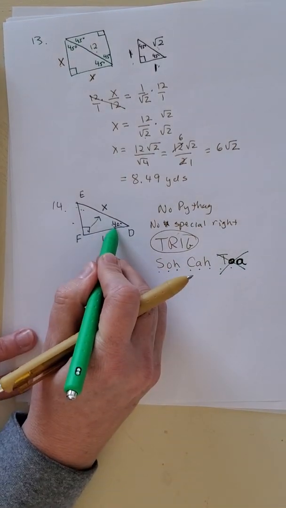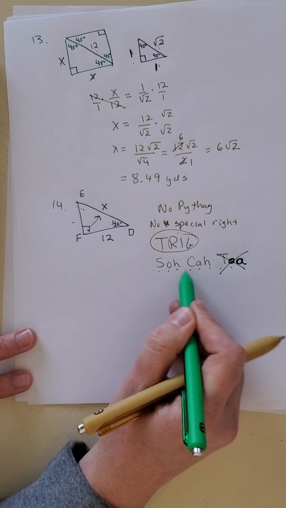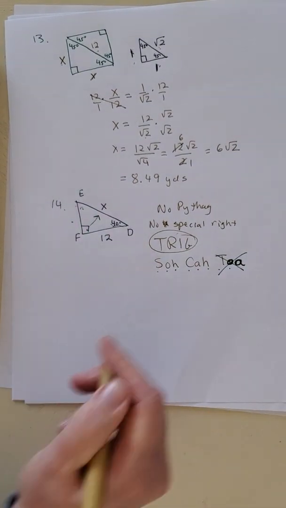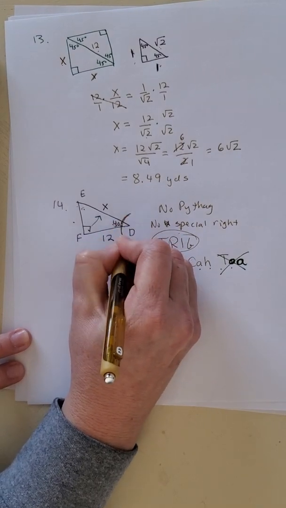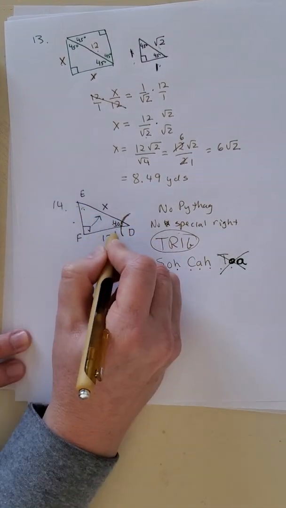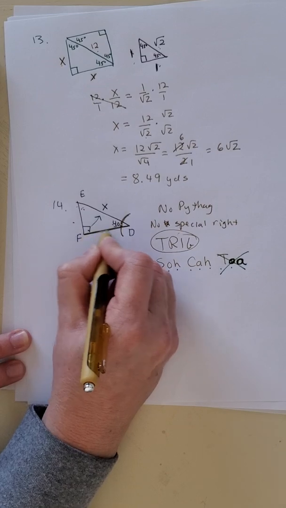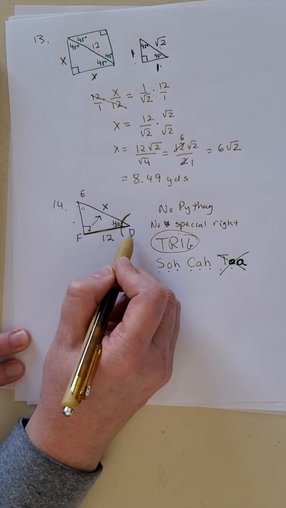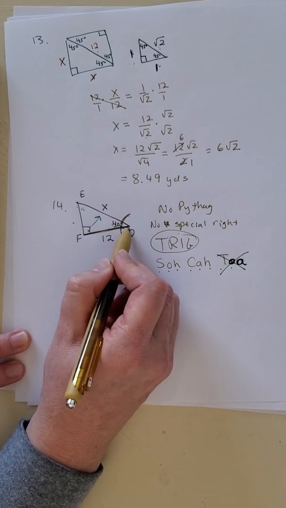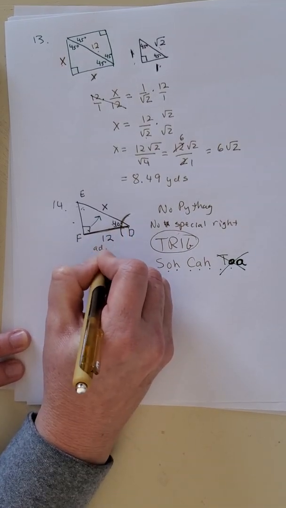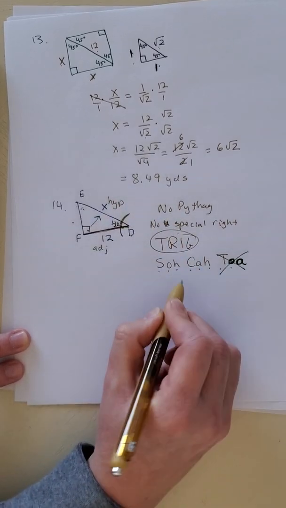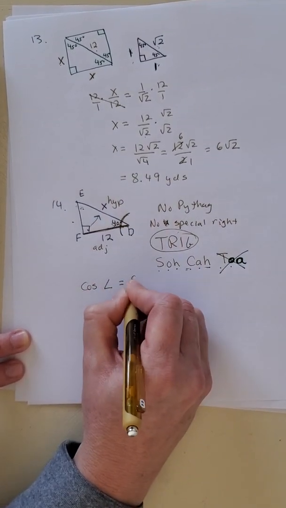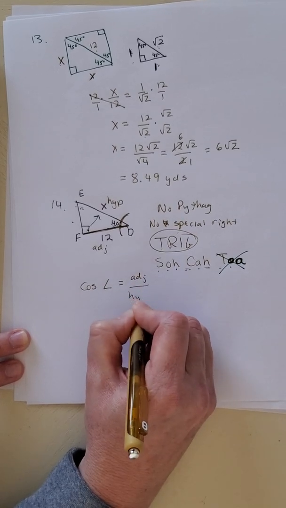If I use the 40-degree angle, I would want to pick one of them. If I use this 50-degree angle, I'd want to pick the other one. And the way you can tell is if I'm standing here at this angle, I know I have the hypotenuse and I have to decide if this is my adjacent or if this is my opposite. So adjacent means touching angle D, and this is touching angle D. So this is adjacent. And of course, this is our hypotenuse. And so I will use cosine. So cosine of my angle equals adjacent over hypotenuse.